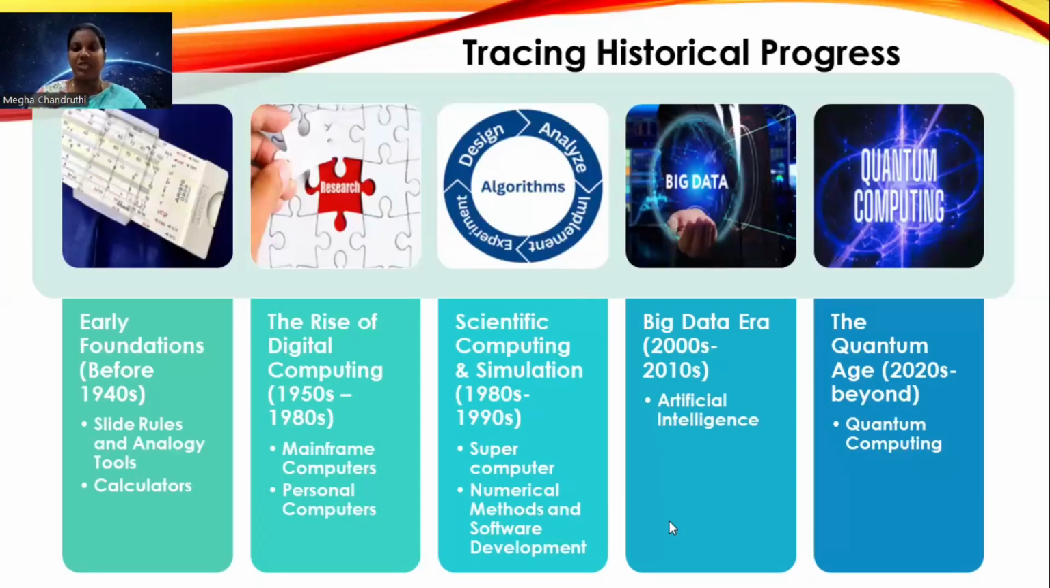And next comes the big data era, 2000s to 2010s, that is artificial intelligence. Nowadays everyone is saying AI, AI, AI. It is nothing but a human-like computer, you can say, which simulates the human. Whatever work is done by the human, whatever thinking is done by the human, everything can be done by artificial intelligence. In the future, they may say that AI itself will take our jobs. We won't need to come for the job.